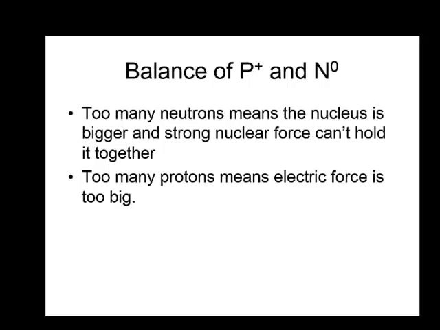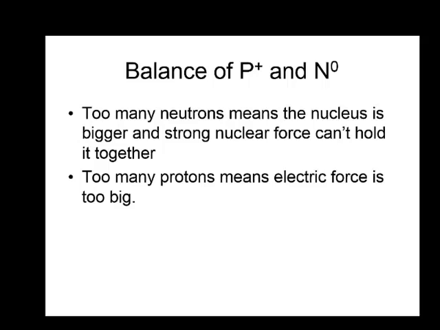So you can see why it's important to have that fine balance between protons and neutrons. We consider the neutrons to be kind of a buffer between the protons, making it so they don't have to be right next to each other, but they still have to be pretty close to each other. So that's what the neutrons do.